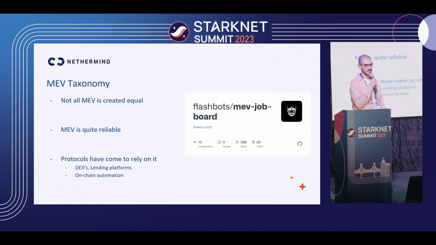DEXs, for example, don't rely on it, but they benefit from arbitrage to be able to provide better prices for their users. Lending platforms heavily rely on MEV for liquidations of borrower positions. Essentially anything that happens on-chain automatically is a user of MEV. There's even a job board on GitHub for protocols that need a bot for their application.